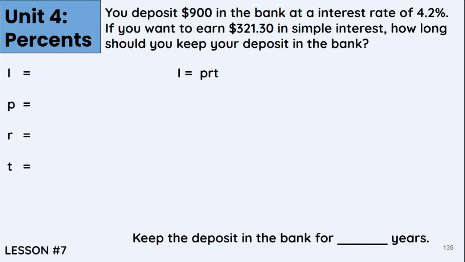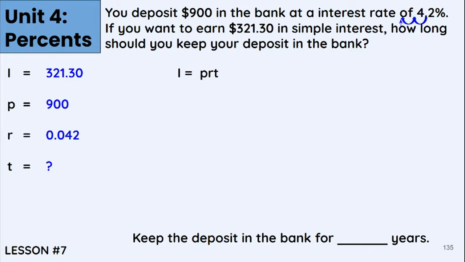So first, what is the interest in this problem? The interest is $321.30. What is the money that we start with, or the principal? Principal is $900. The rate is 4.2%, but we want to turn that into a decimal. So we need to move the decimal over once, move the decimal over twice, put the decimal right there. It would be 0.042. And the time we don't know, so I'm going to write a question mark.